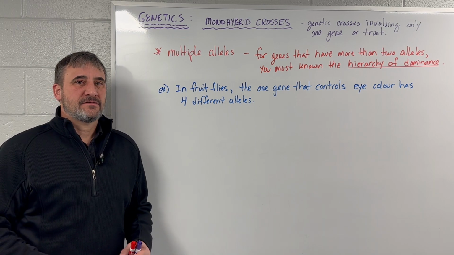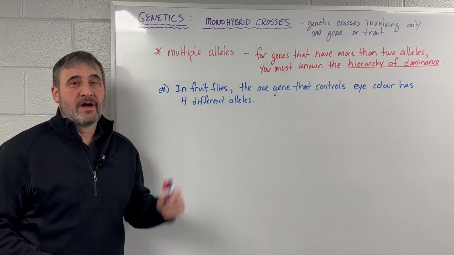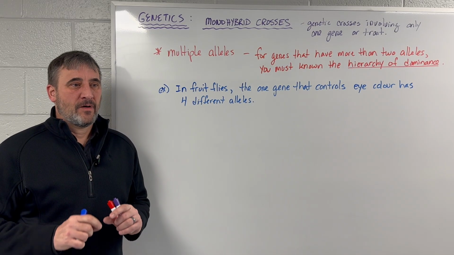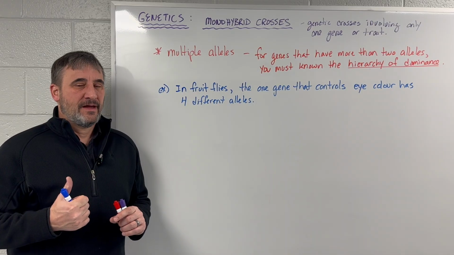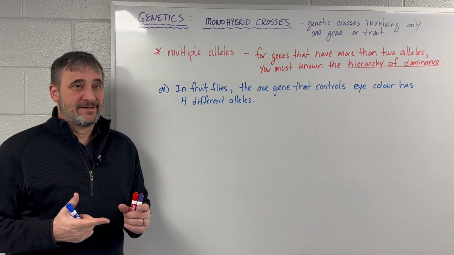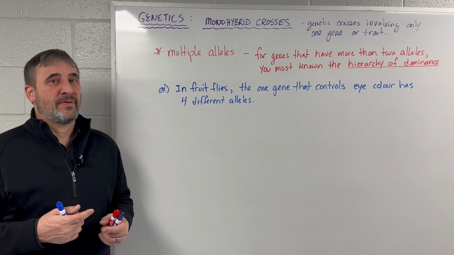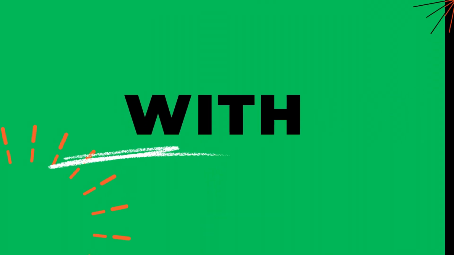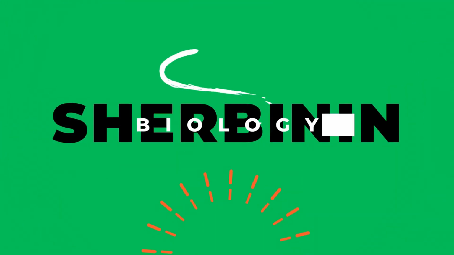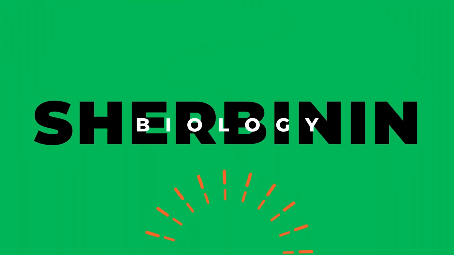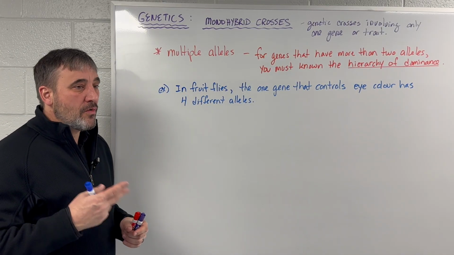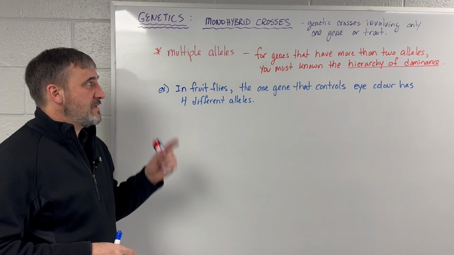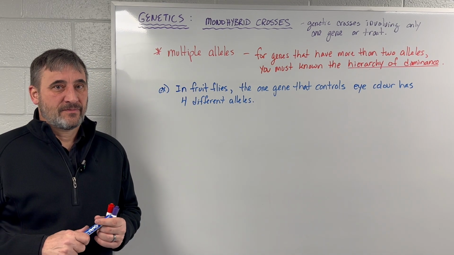Okay, Bio 30, so far we've been dealing with monohybrid crosses whereby the genes only have two different alleles, a dominant form and a recessive form. But in reality, there are many genes that are controlled by multiple alleles. If you have a gene that's controlled by more than two different alleles, then you must know the hierarchy of dominance for those.